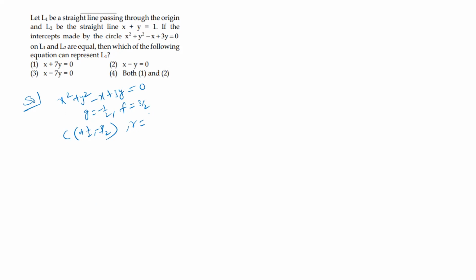The radius is not required here. Now, these are the intercepts made by the circle on two lines. This is the center, 1 by 2 comma minus 3 by 2. Now the intercepts made by the circle are equal.